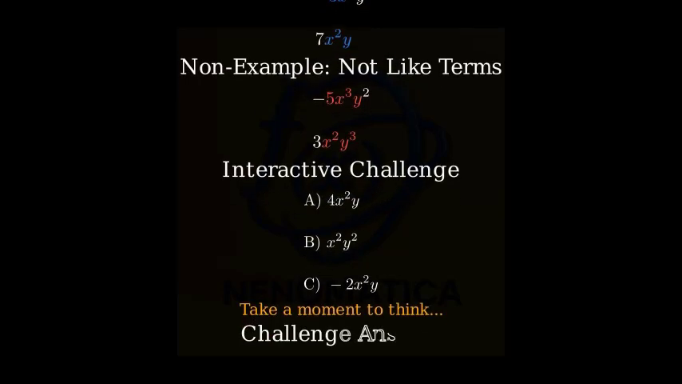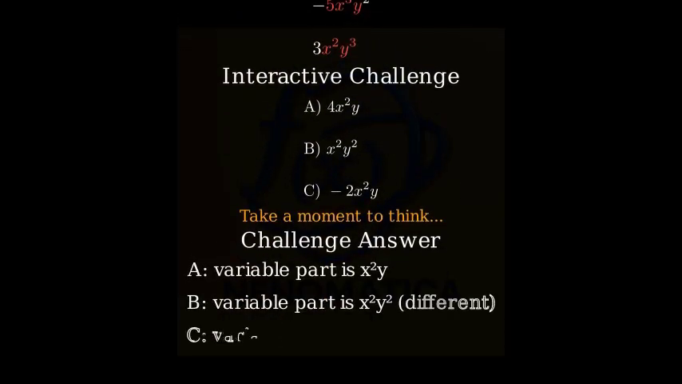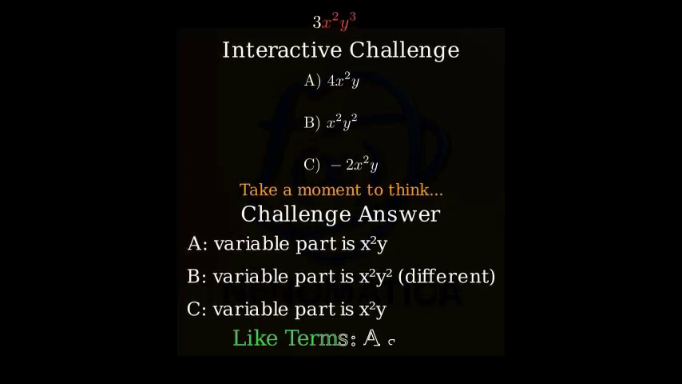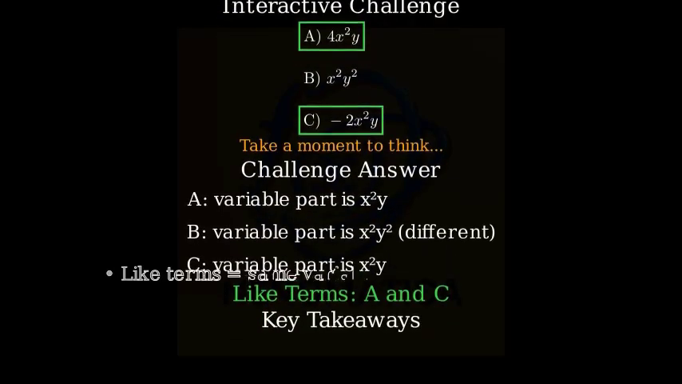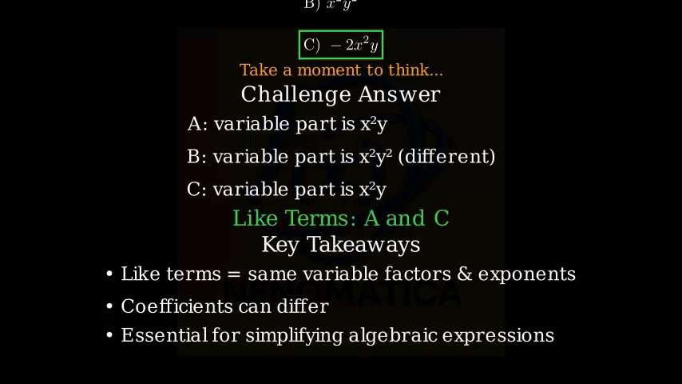Let's analyze each expression. For option A, the variable part is x squared y. For option B, the variable part is x squared y squared. For option C, the variable part is also x squared y. Therefore, options A and C are like terms because they have the same variable factors with identical exponents, x squared times y.